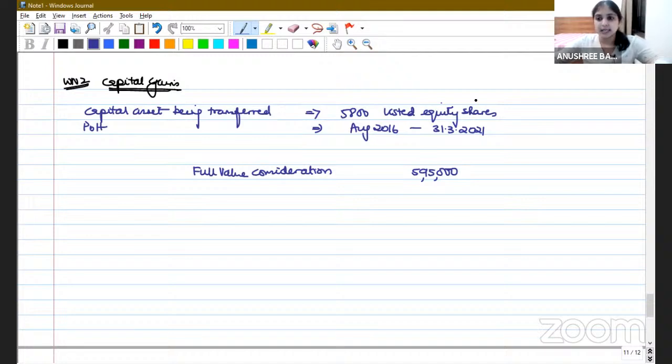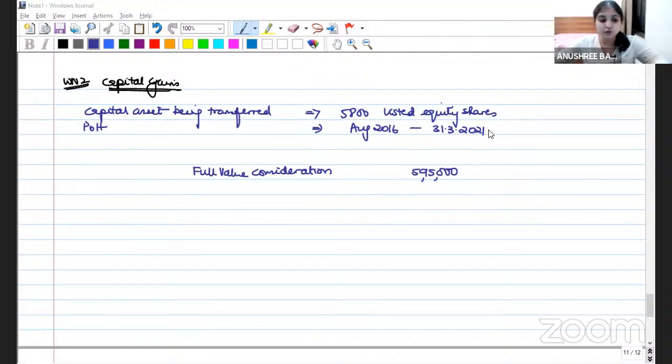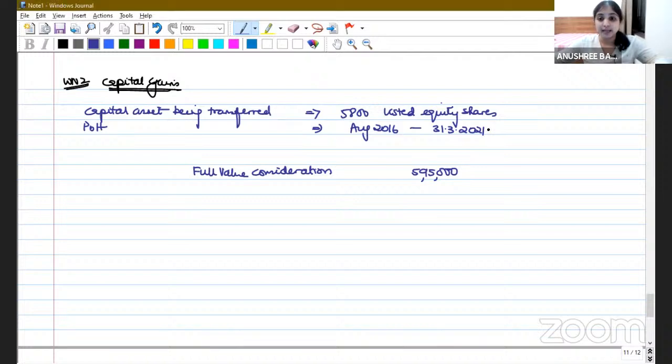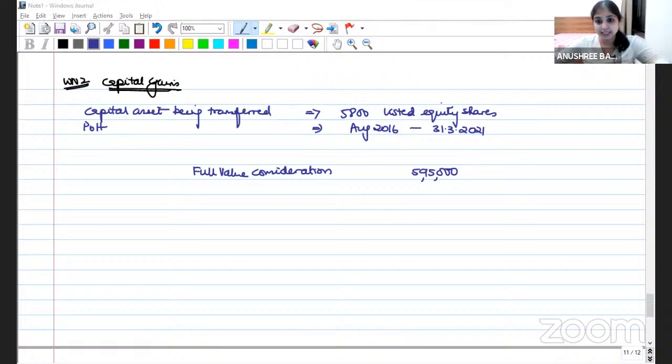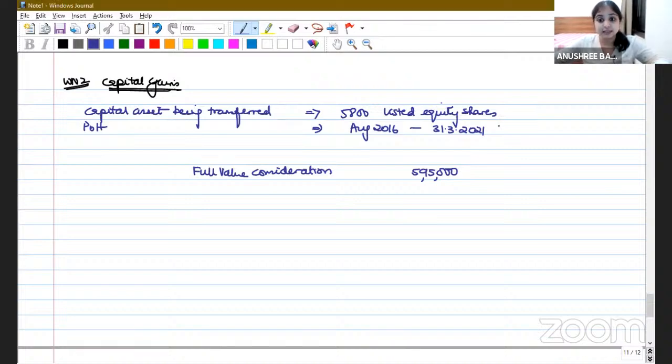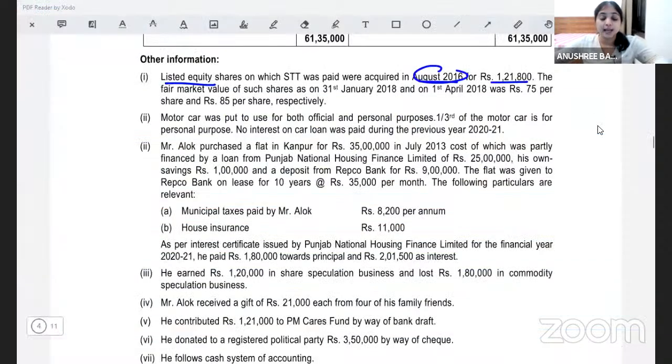Listed equity shares. Can you tell me what is a relevant period of holding for listed equity shares? Will it be 12 months? Will it be 24 months? Or will it be 36 months? What do you think? Come on, quick answer. Definitely you would tell me it is 12 months. And this period is definitely more than 12 months. Hence, what kind of an asset do we have now? We have a long-term capital asset.